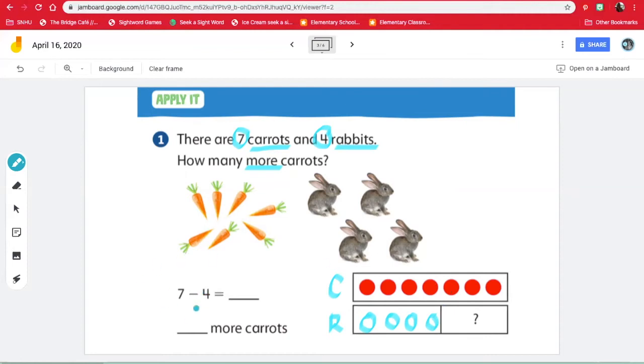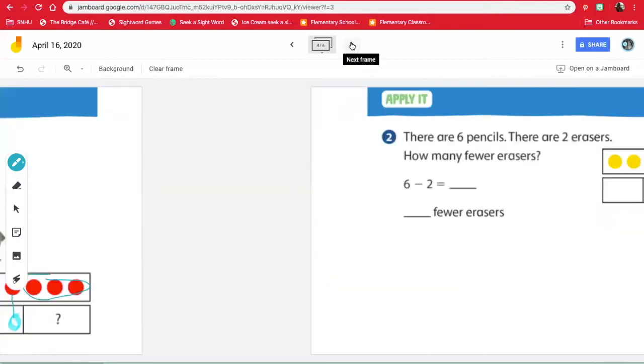Now, we don't have any rabbits here, so we need to figure out how many more carrots there are. So we have an equation to help us. 7 take away 4 is, so if we have 7 and we take away the 4, so we'll match them up, that leaves us with 3 carrots left over. So 7 take away 4 is 3. So we have 3 more carrots.